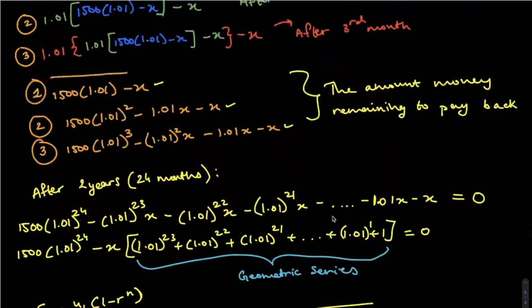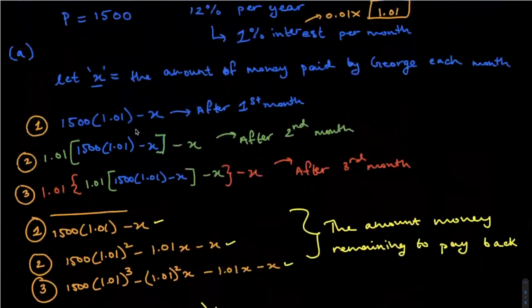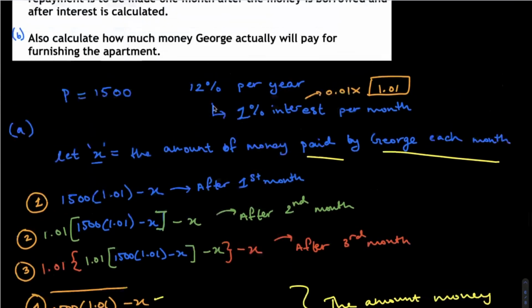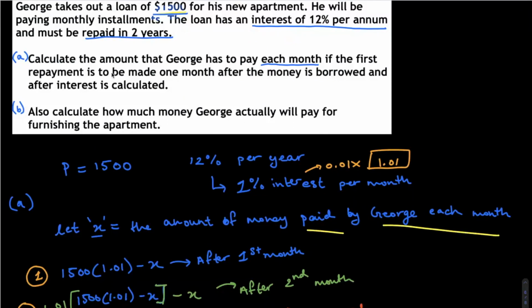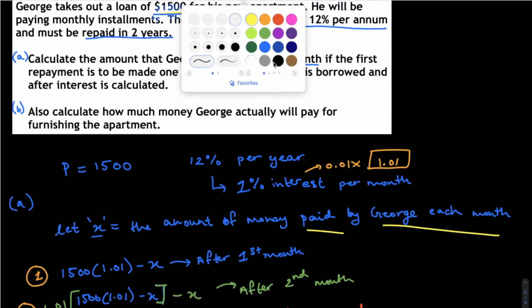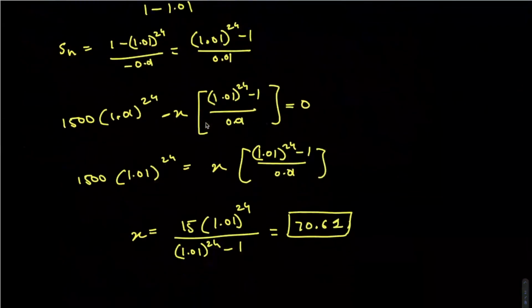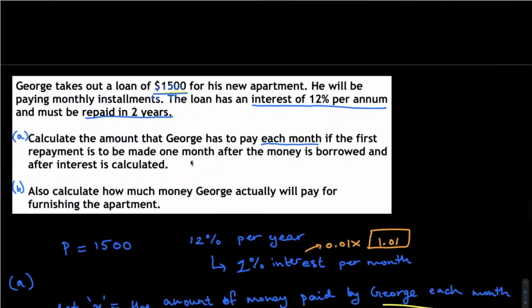Now, x, right? And what did I tell x to be? I said, let x be the amount of money paid by George each month. So calculate the amount of money George has to pay each month, that's exactly the same thing. So I just answered part A, and all I have to do is write x. I'll just put it up here so it's easy: 70.61 dollars.